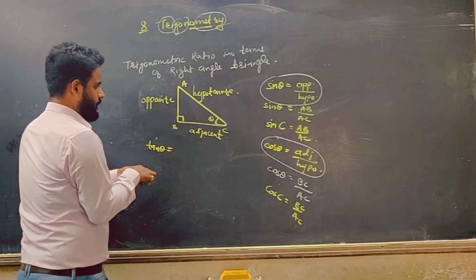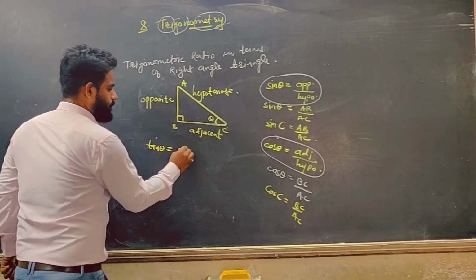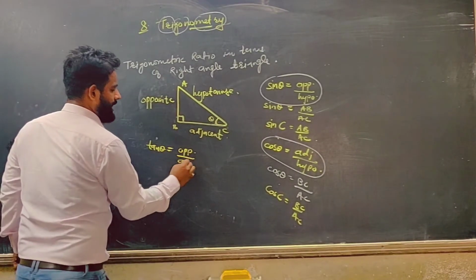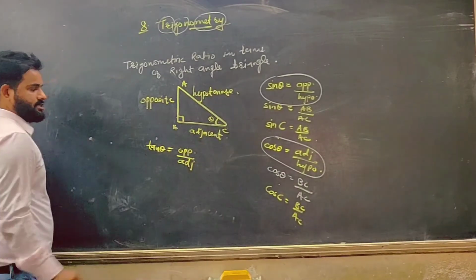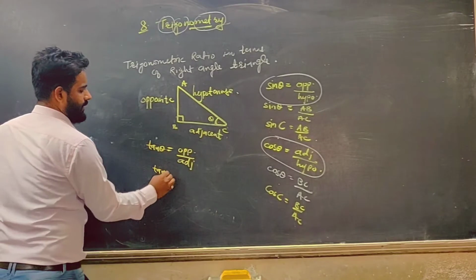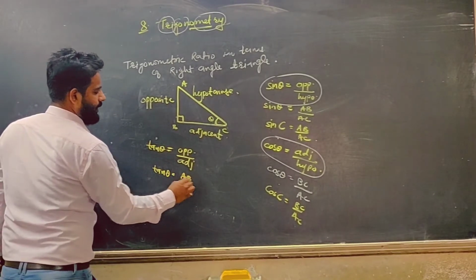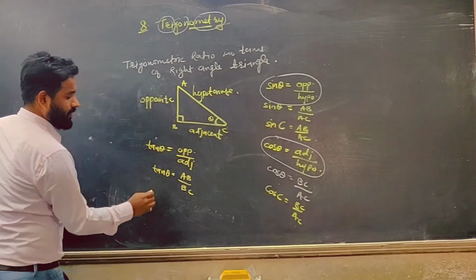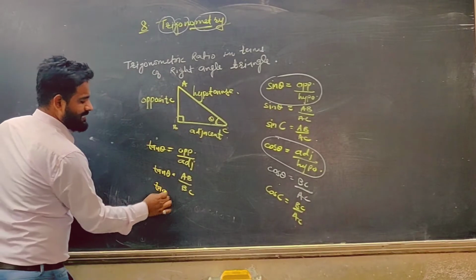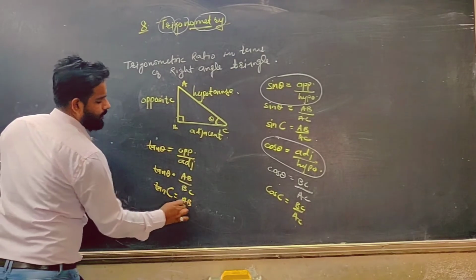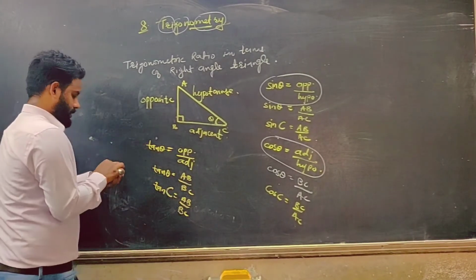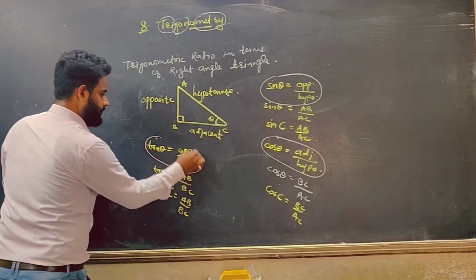So tan theta is equal to opposite upon adjacent. That is, tan theta is equal to AB upon BC. And this can also be represented as tan C is equal to AB upon BC. Right? So that thing you have to remember.